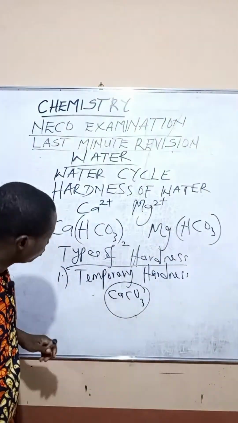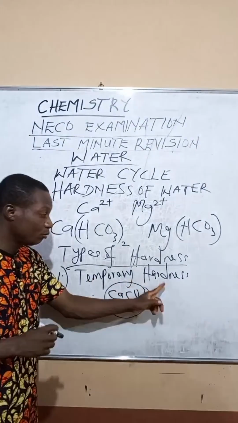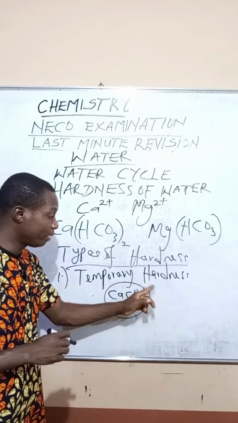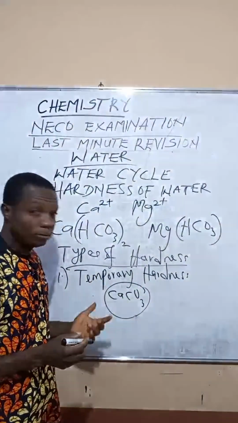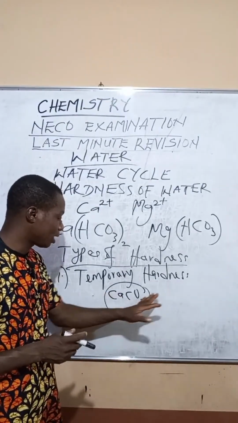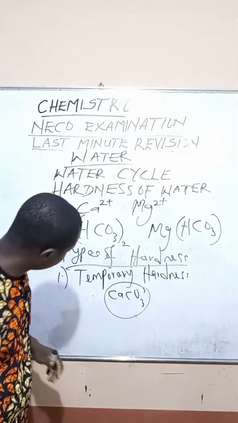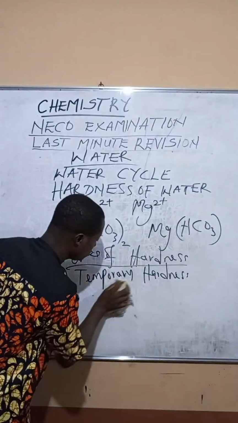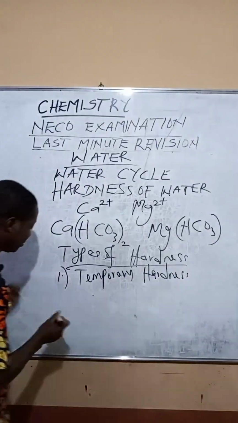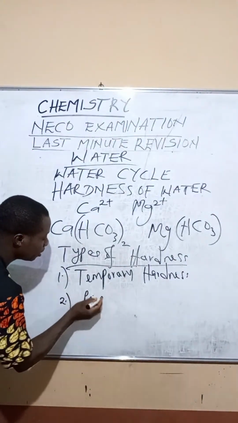Now we go to the next type of hardness. Remember I said this one can be removed by boiling. It can also be removed by using sodium hydroxide. Yes, it can be removed by chemicals, but this one can be removed by boiling. Please take note, and let's move to the next one. The next type of hardness is called the permanent hardness.